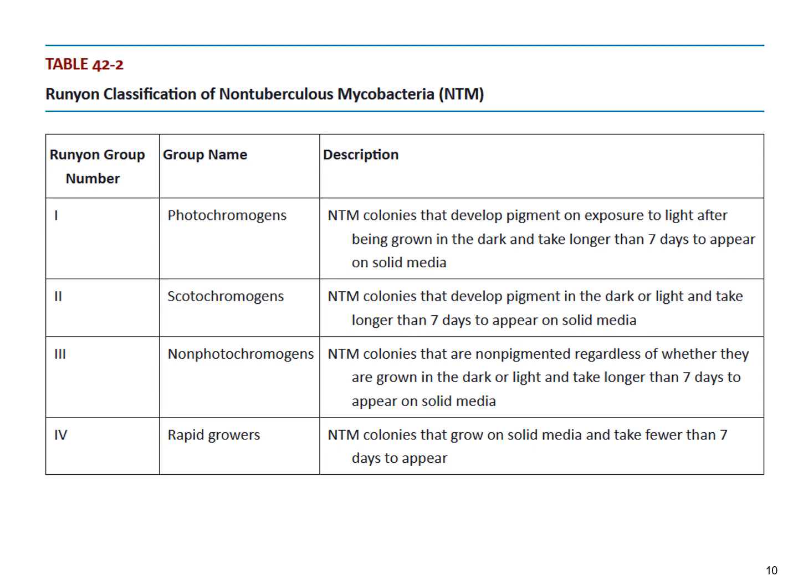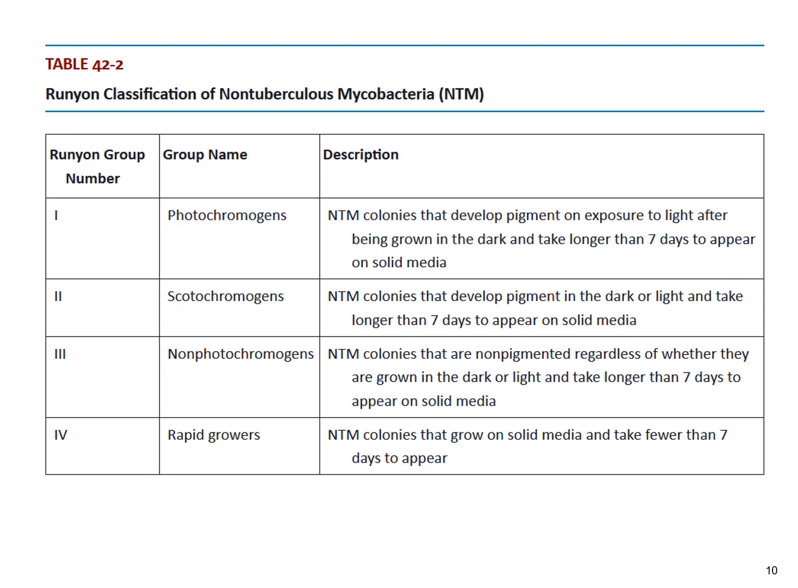So your Runyon group number 1 is your photochromogens. And with these organisms, the colonies, when growing on the agar, will develop a pigment after they've had exposure to light. So you would grow them in the dark, and then once you look at that organism, you would expose it to light, or you could grow the organism in the dark in a separate culture in the light, and you're looking for that color change due to the exposure to the light. And so with these organisms, they are slow growers, so it will take them more than 7 days to actually appear on the solid media.